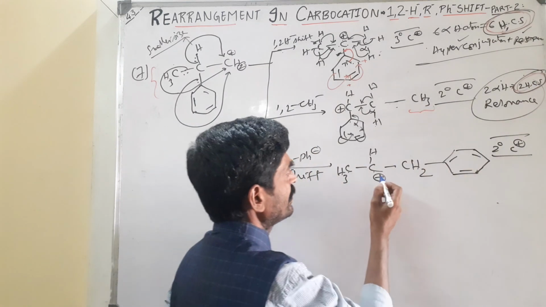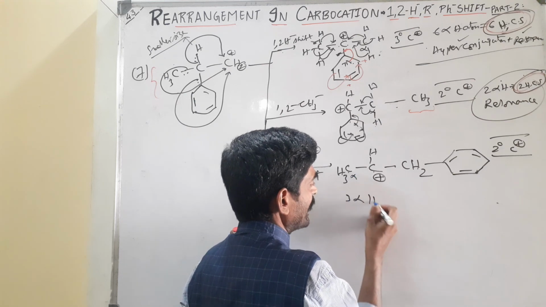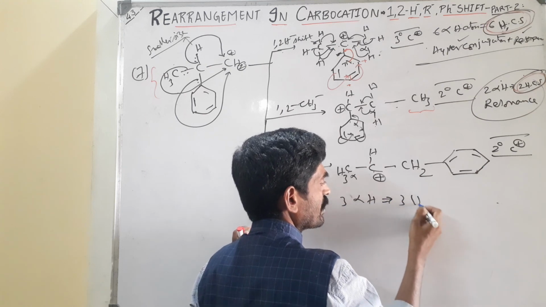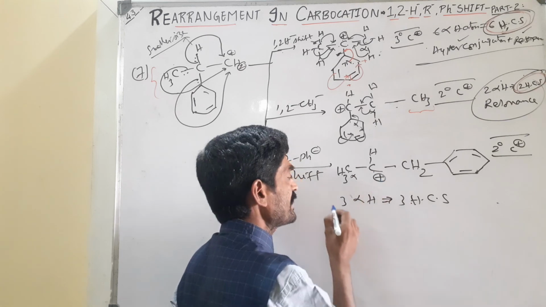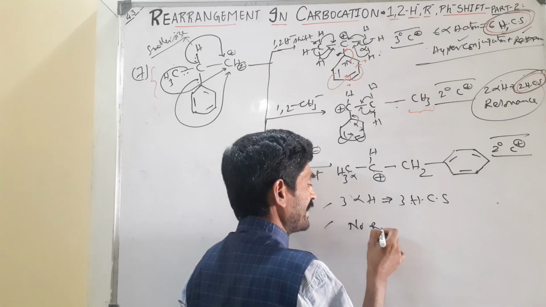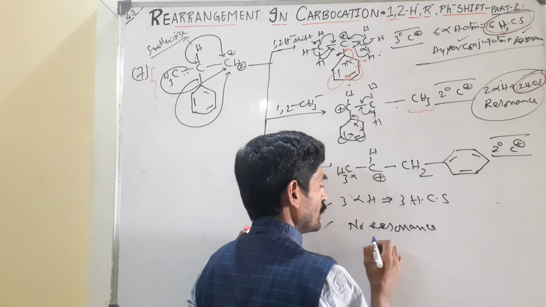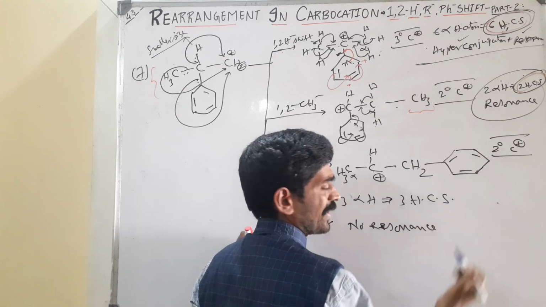What about here? In this case, how many alpha hydrogens are there? 3 alpha hydrogens are there, so it forms 3 hyperconjugated structures, and here resonance does not take place. There is no resonance, so only hyperconjugation, right?